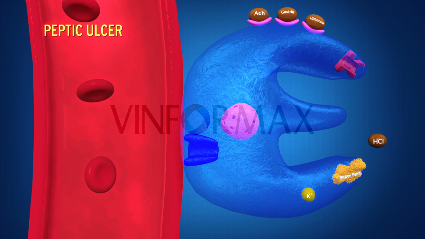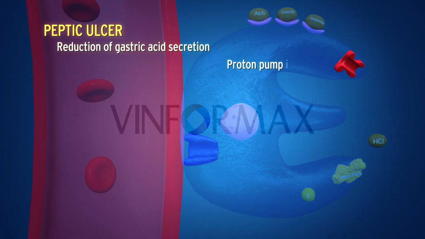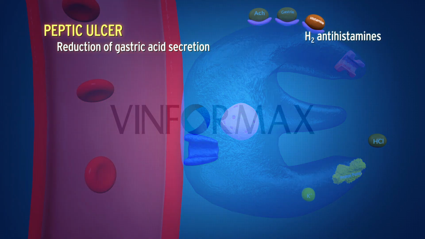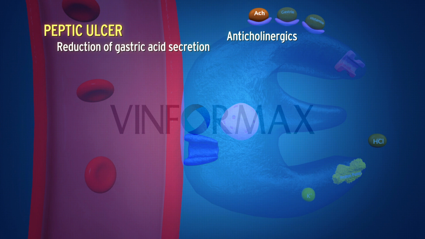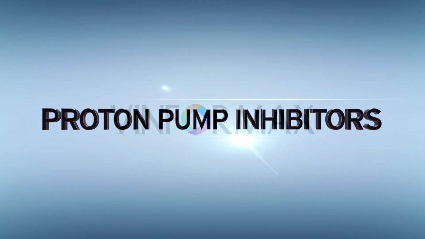Drugs used for treatment of the ulcer are broadly classified into 4 major groups: reduction of gastric acid secretion, neutralization of gastric acid via antacids, ulcer protectives, and anti-H. pylori drugs. Reduction of gastric acid secretion involves proton pump inhibitors, H2 antihistamines, anticholinergics, and prostaglandin analogues.